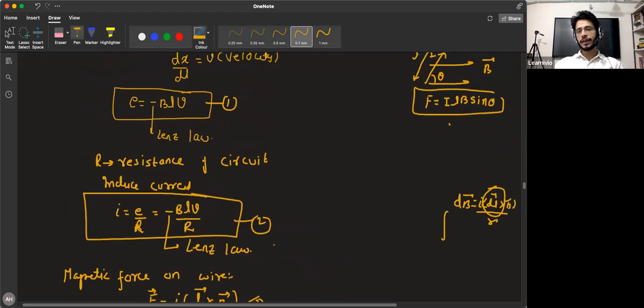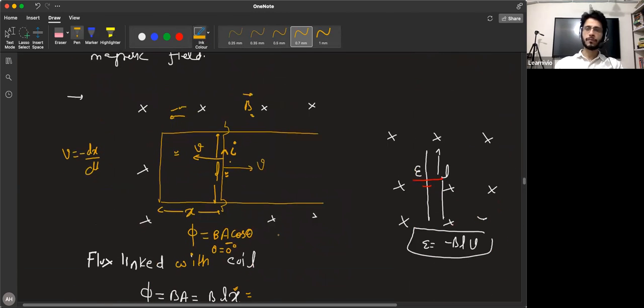Okay, now let's decide the direction of magnetic force. Apply right hand thumb rule to get the direction of magnetic force. Okay, Arpit, will you apply the right hand thumb rule? Place your finger in the direction of current, in the upwards direction, and then curl it towards the magnetic field. Thumb is going in the left side direction. That means force will act in the left side direction.